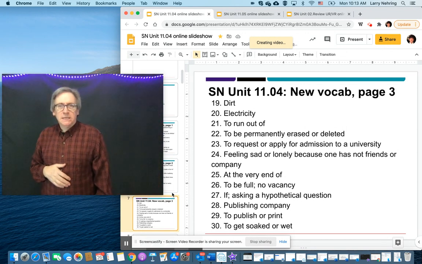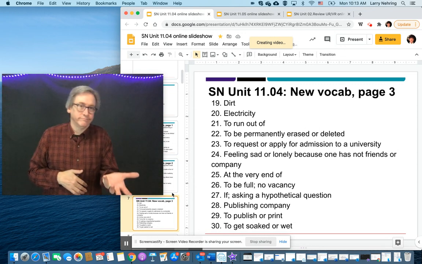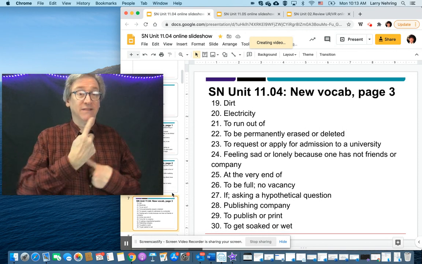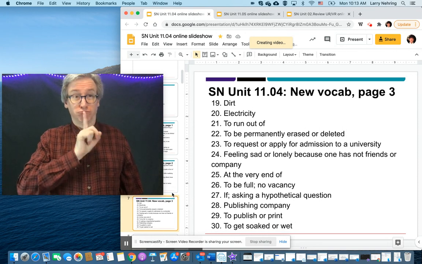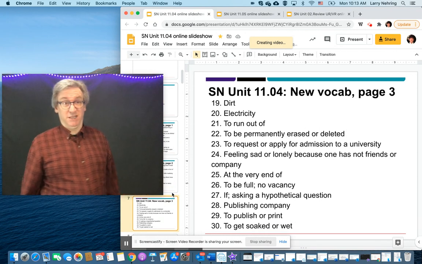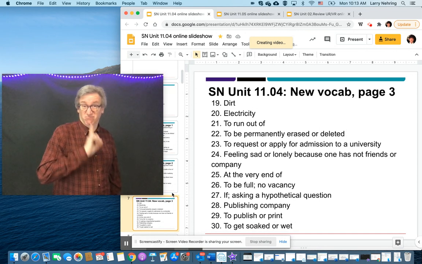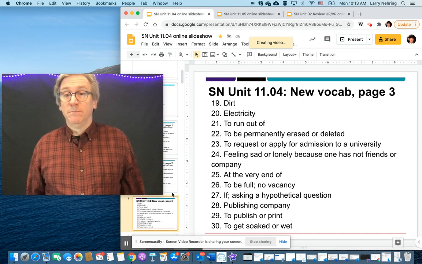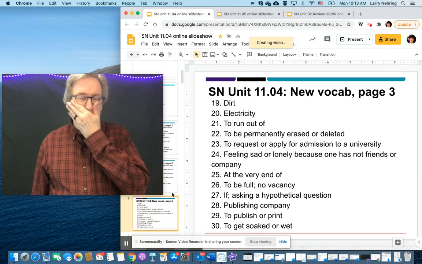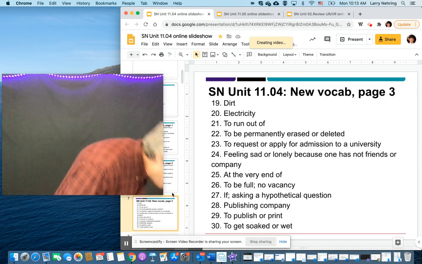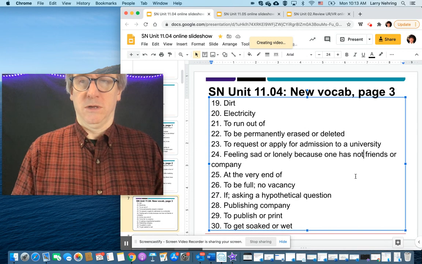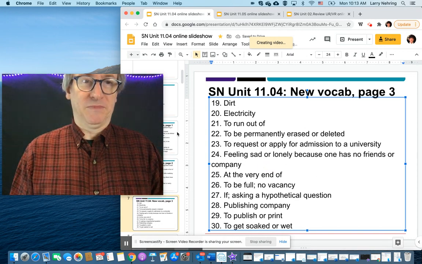Sad and lonely because one is alone. So one person, it's kind of like disappointed. I'm disappointed I'm alone, right? I know we're all feeling that right now with this whole quarantine thing, right? So one has not friends or company. I don't know why that's not no. Oh, you know what? This is a typo in their slideshow. No friends or company. That makes a lot more sense.